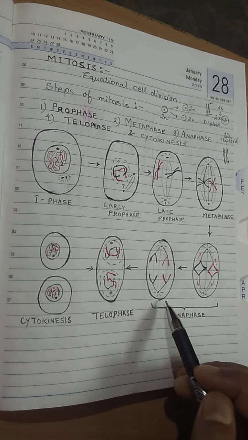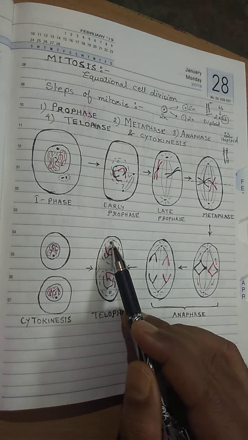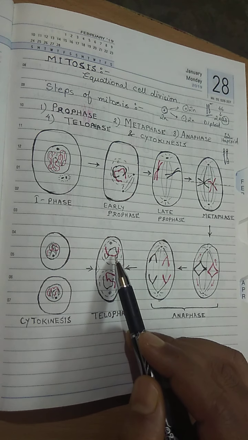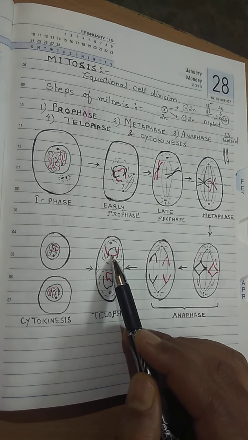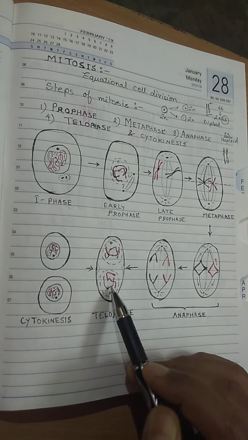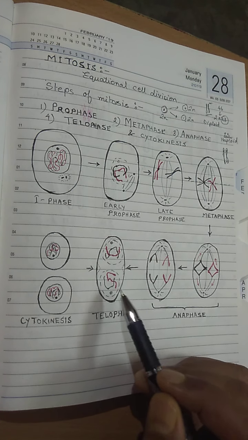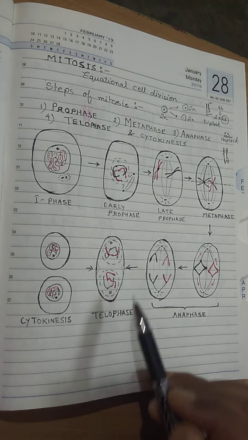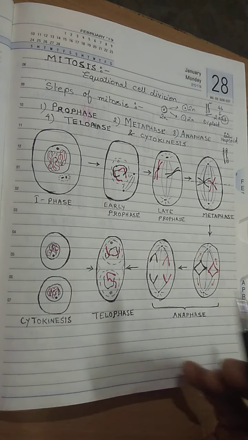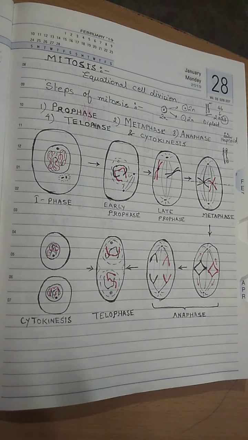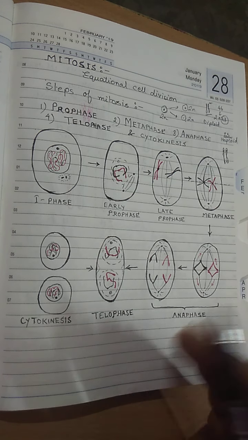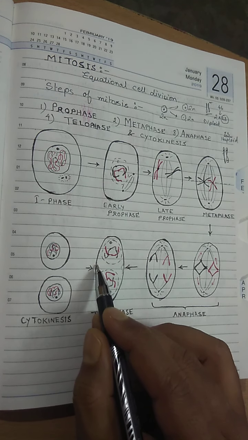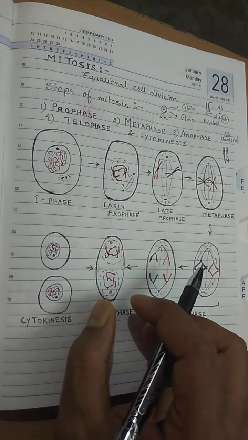And as they reach the opposite ends, during telophase, once again the nuclear membrane will start reappearing, and the nucleolus will start reappearing. When the chromosomes reach the opposite poles, they will start losing their thick rod-like structure and once again become thread-like. Along with telophase, side by side, there is no strict border, the cell also starts dividing. Since it is an animal cell, the cell will start constricting in the center.